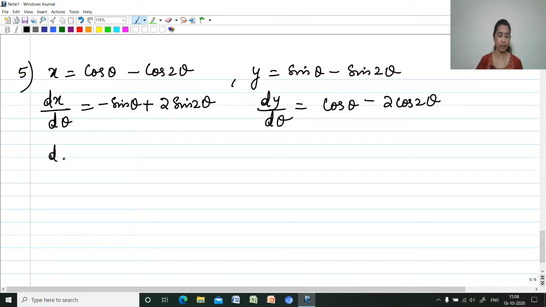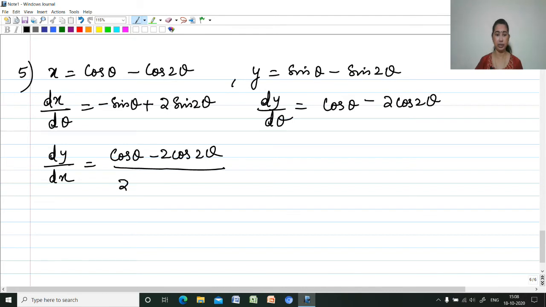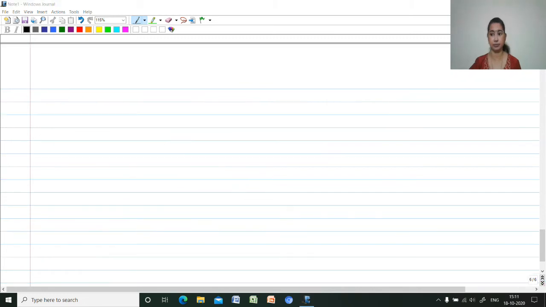Now what is dy by dx? dy by dx is dy by d theta, that means cos theta minus 2 cos 2 theta divided by minus sin theta plus 2 sin 2 theta, that is 2 sin 2 theta minus sin theta. Now moving on to the next question. Question number 6.